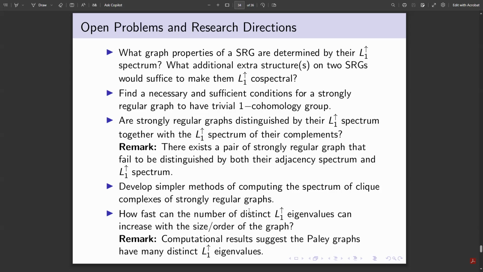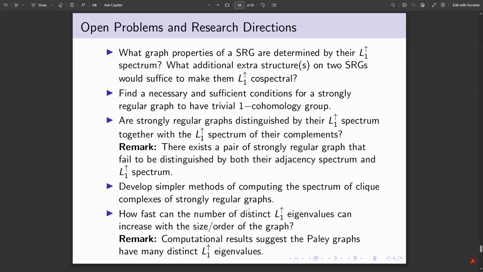Another question, the last one, was asked by Nikhil Srivastava when my advisor was visiting Berkeley last summer. He asked how fast the number of distinct eigenvalues of the L1 up spectrum can increase with the order or the size of the graph. There are certain classes, for example the triangular graphs, as we saw, that only have 5 distinct eigenvalues. On the other hand, if you compute some of the Paley graph examples, they turn out to have many different eigenvalues. But we don't have any actual theoretical result to argue how fast it grows. So we'd like to understand this a little bit.